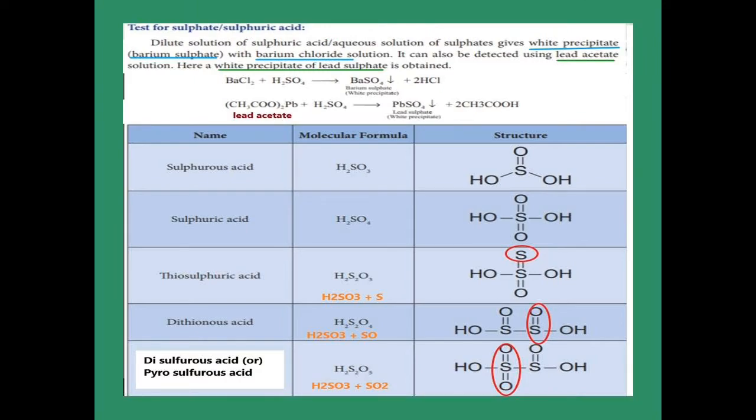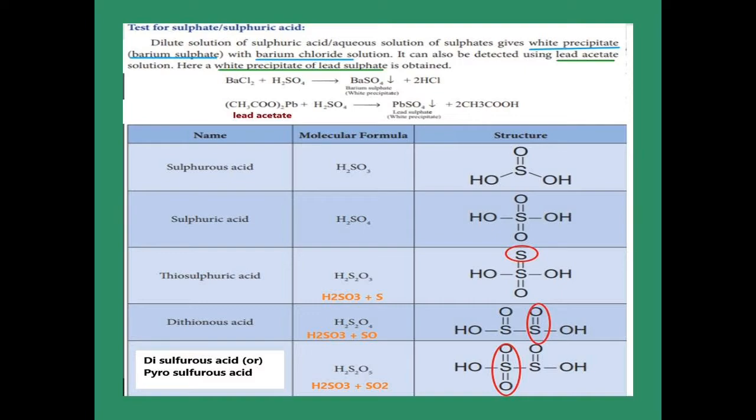Test for sulfuric acid. Sulfuric acid is tested with two reactions. One is when sulfuric acid is added to barium chloride, it gives barium sulfate and HCl. You split the barium chloride as Ba 2+ and Cl minus, and sulfuric acid as 2H+ and SO4 2 minus. Then the Ba 2+ reacts with the SO4 2 minus, and we get barium sulfate as a white precipitate, and Cl minus reacts with the H+ to give 2HCl.